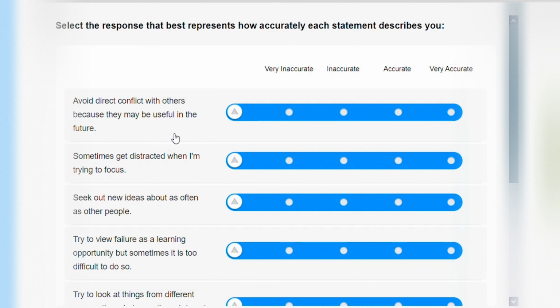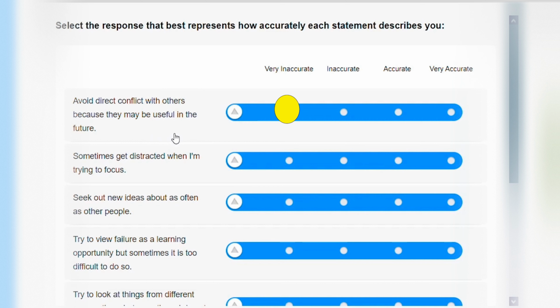Avoid direct conflict with others because they may be useful in the future. Conflict is good, conflict is healthy. So very inaccurate or inaccurate. Rather, I would pick very inaccurate here because you may be avoiding a very necessary conflict just because you think you will be needing those people in future. So the idea is not to make good relationships here, right? Relationships are important, but when the company's guidelines or objectives or interests come online, it is important that you keep people's interest on the side and favor the company's interest.